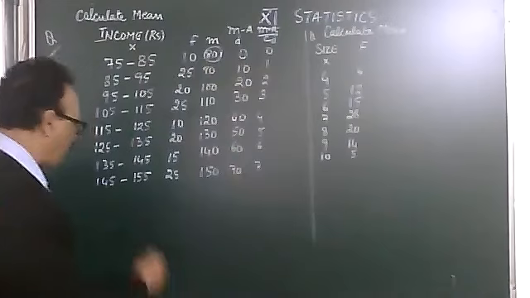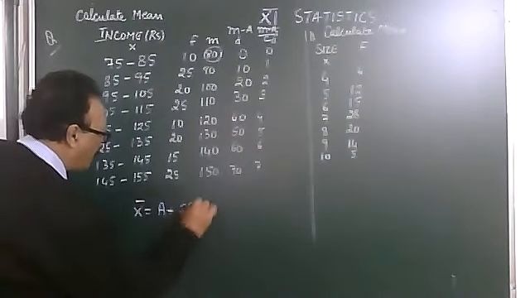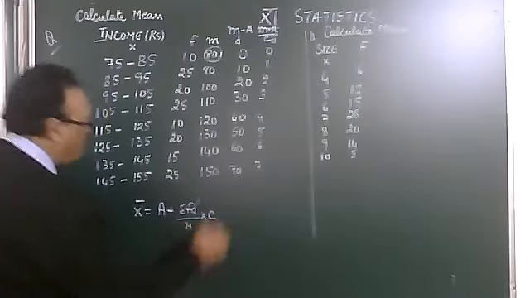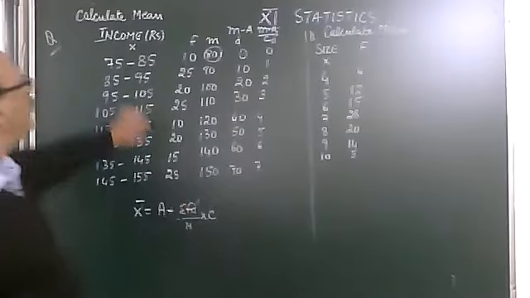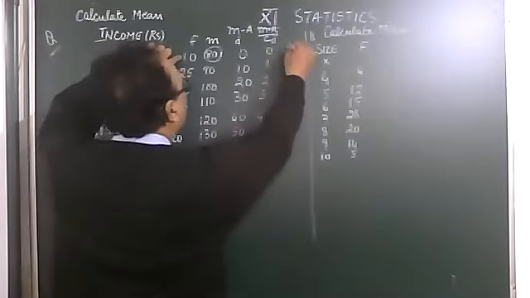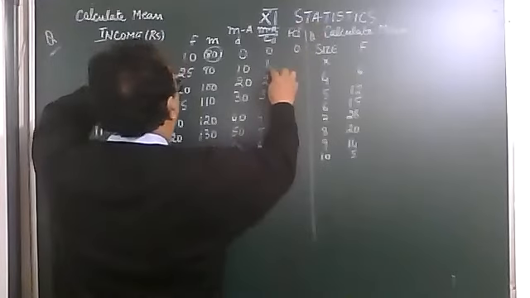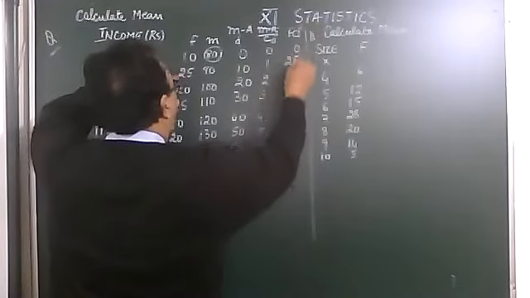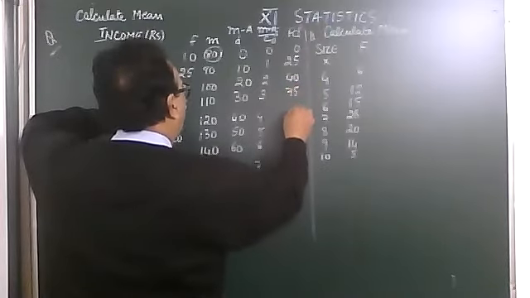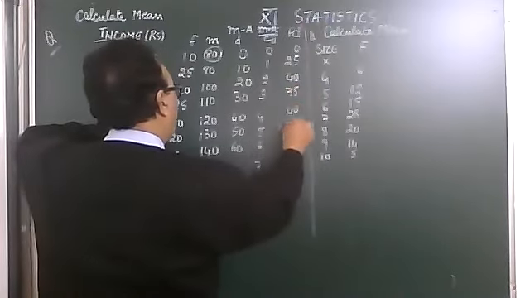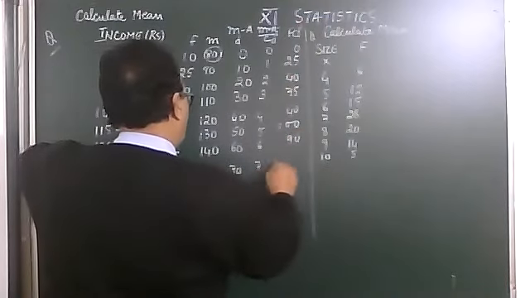Okay. Now the formula we know is mean is equal to assumed mean plus sigma f d dash upon n into the common factor. So what do we need now? We have assumed mean, we need to have f d dash. So multiply f with d dash. 10 zeros are 0. 25 ones are 25. 20 twos are 40, 25 threes are 75, 10 fours are 40, 25 fives are 100, 15 sixes are 90, 25 sevens are 175.